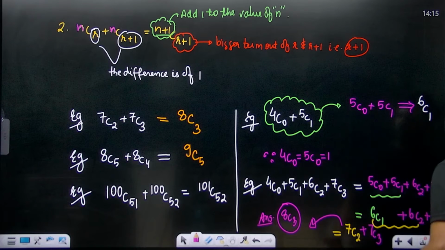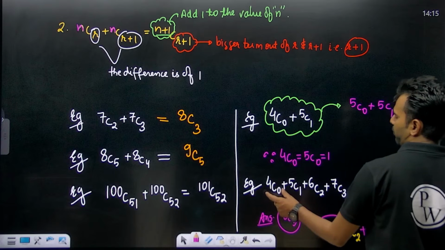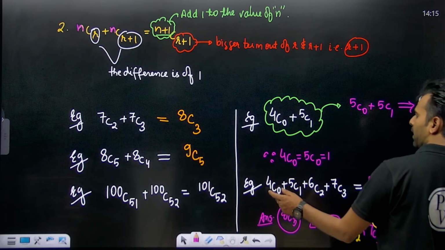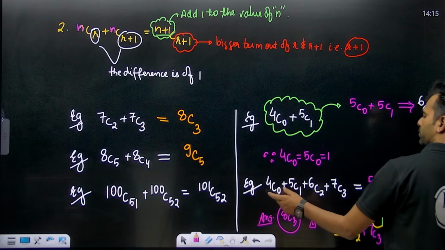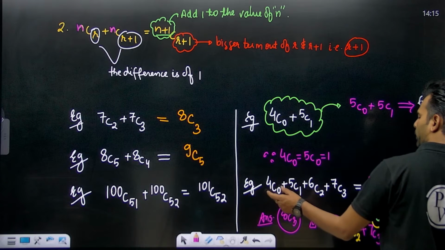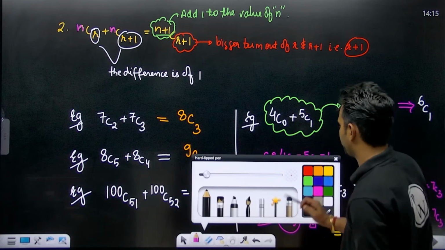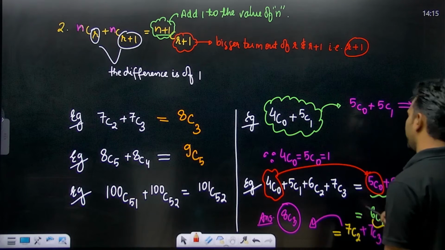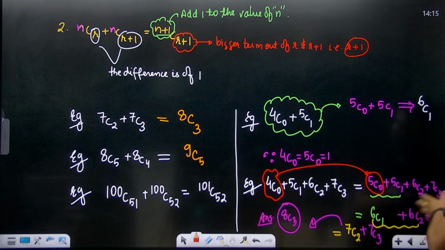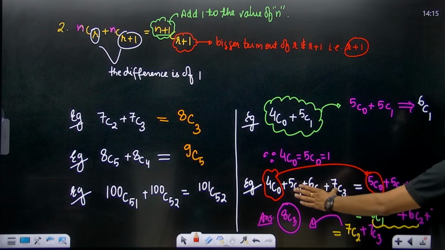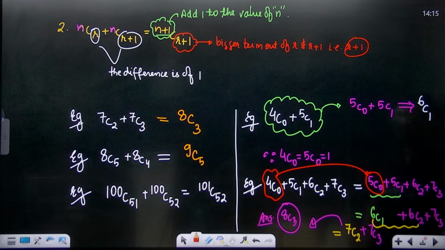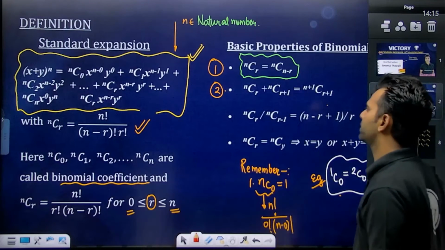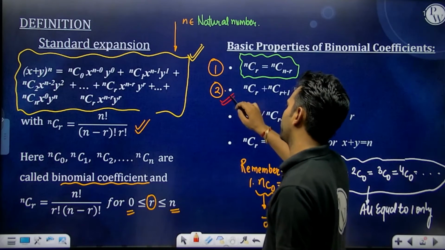So sometimes what happens, this 1 is written over here so beautifully that you may need to apply the value of nc0, that is, be it 1c0, 2c0, 4c0, 5c0, 6c0, they are all equal to 1. So this 4c0 can be written as 5c0, and then you can apply this formula so many times in the problem, and you can simplify this expression in a matter of few seconds only. I hope you guys are clear with this particular thing. So this is what property number 2 is, and I hope you guys are clear with this.